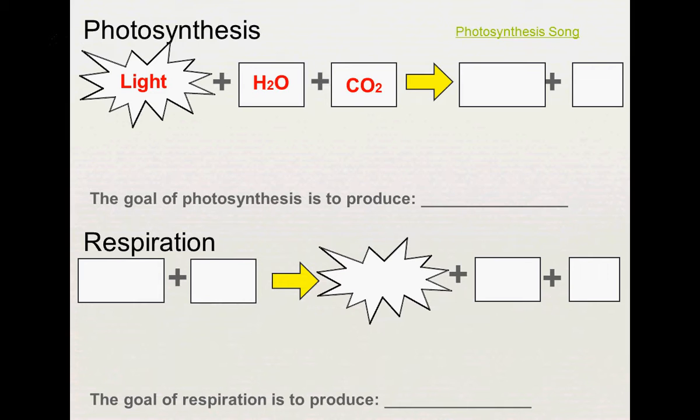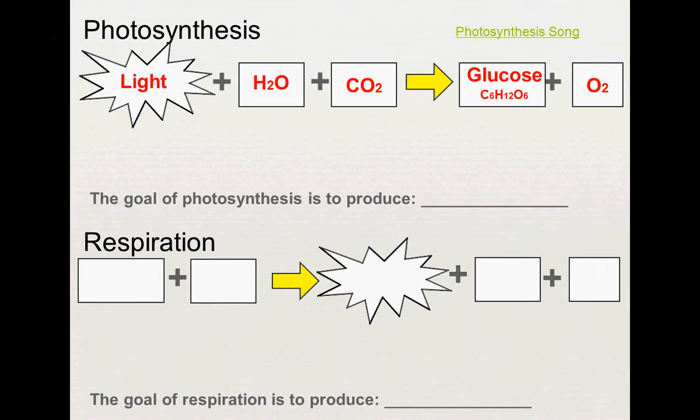Does anybody know the chemical symbol for glucose? Joey? C6H12O6. Correct. C6H12O6 is the symbol for glucose. It has 6 carbon atoms bonded to 12 hydrogens and 6 oxygens. And it produces a waste product, a gas. You know what it is? Jonathan? Oxygen. Yeah, it produces oxygen, O2.